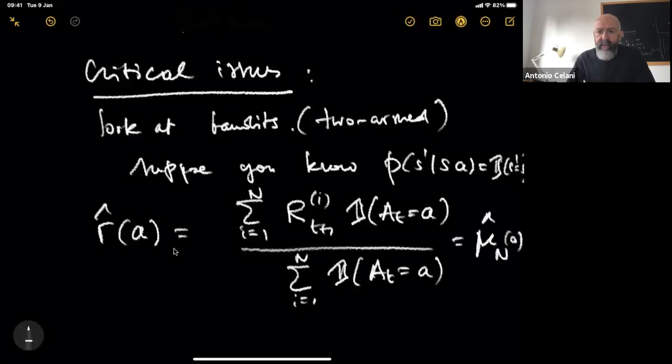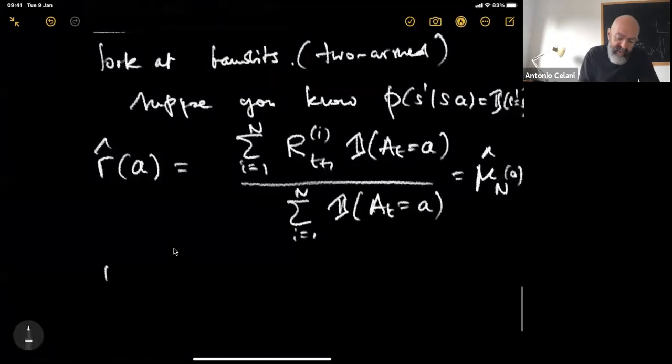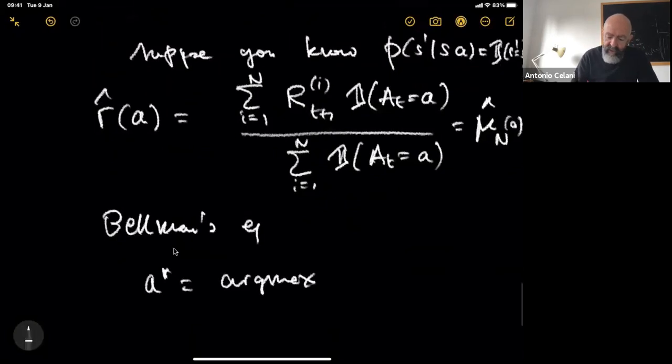Right? So at this point, I need to solve the Bellman equation with the empirical averages that I have so far. And the Bellman equation tells me that the best action to take is just the argmax. For instance, if I have just two coins, the argmax of the empirical average for the first coin and the empirical average for the second coin.